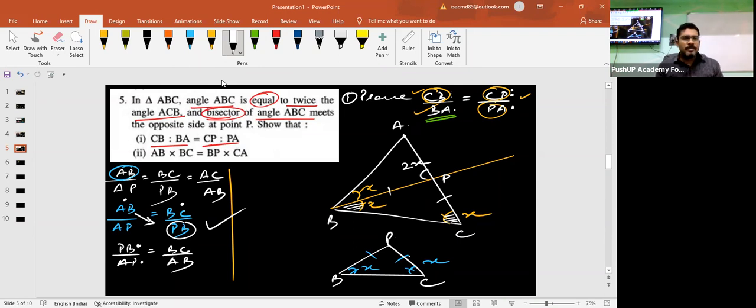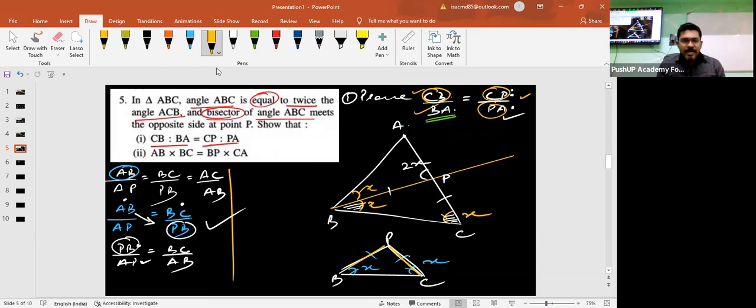AP or PA both are same. I am having PB upon PA. So children, PA is fine. That is required. But what about this PB? You know, PB and PC, they both must be equal. Why they both must be equal? Because I just showed that triangle PBC is an isosceles triangle. So both the sides are equal.